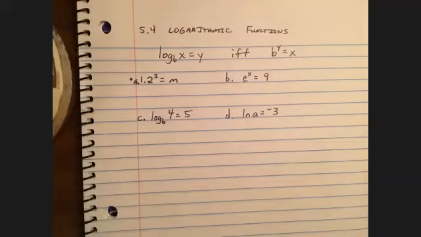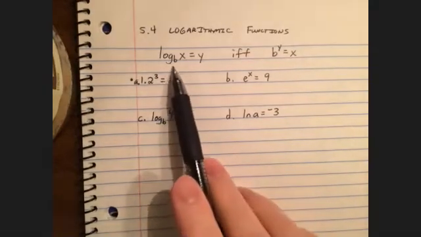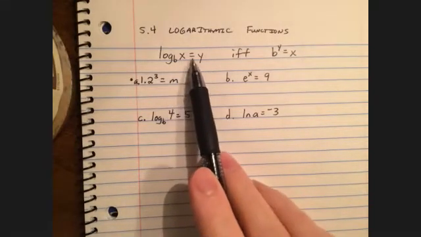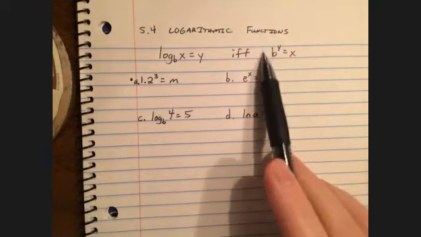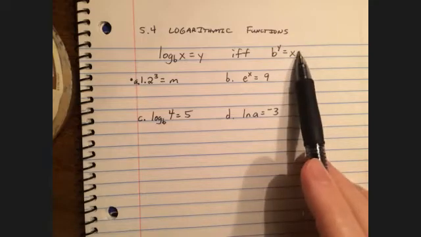Okay, logarithmic functions. Logarithmic functions are actually just the inverse of exponentials. So if you have log base b of x is equal to y, that is if and only if b to the y is equal to x. So you can see this is where the inverse aspect of an exponential comes into play.